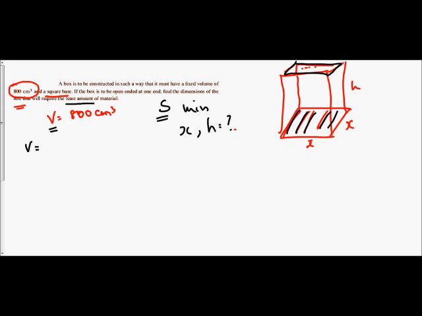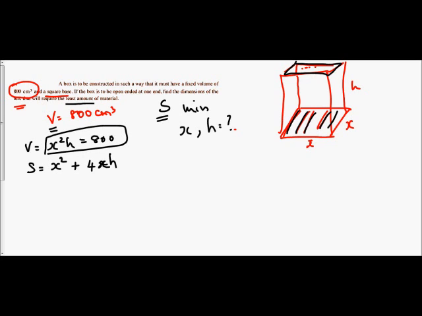What is the volume of this particular box? You can see that this is x square h. What is the surface area of this box? It should be the base, one base, therefore 1 x square, and then there are 4 x times h. So this is the surface area of this box, and the volume is given as 800.